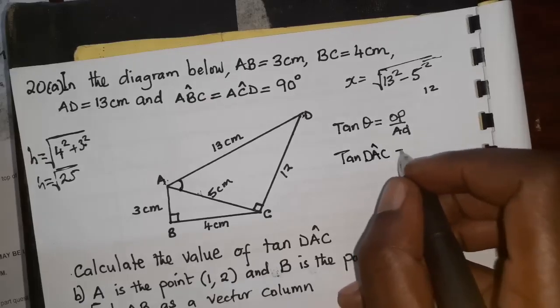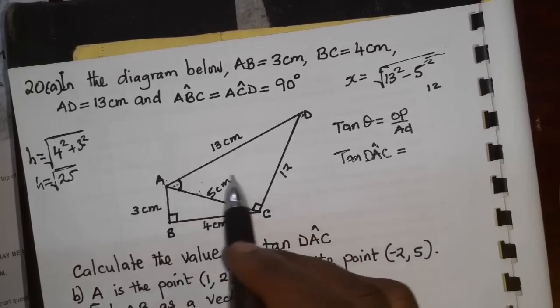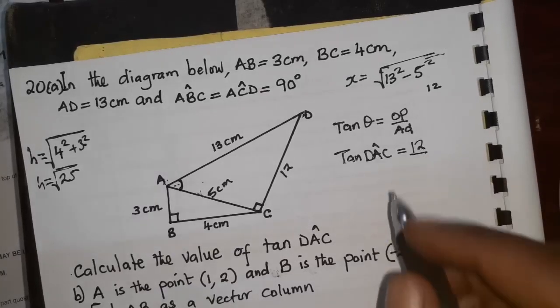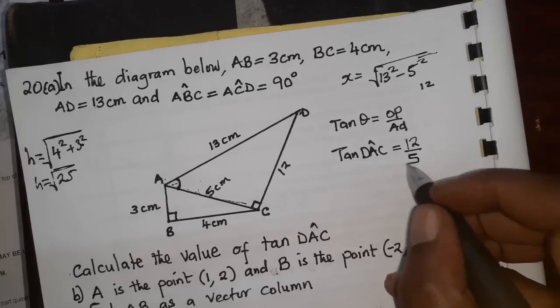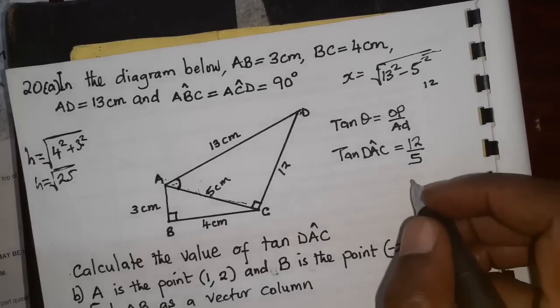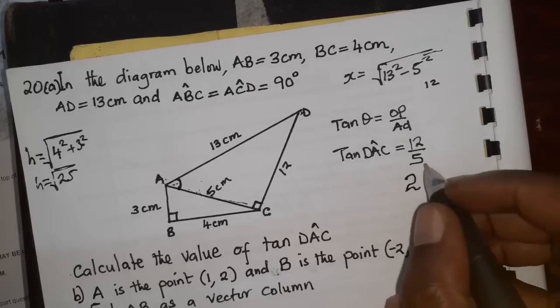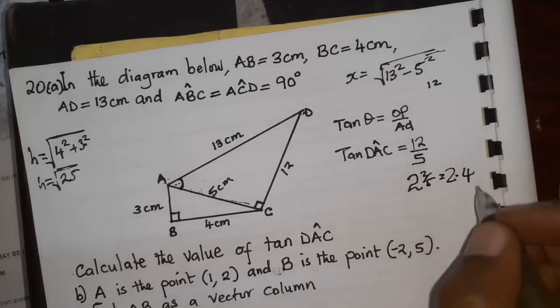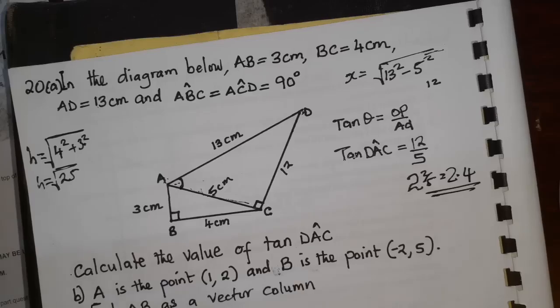So tan DAC is equal to the opposite. What is the opposite to this side? The opposite is 12, over the adjacent. The adjacent is 5, this side. Then when you divide here, what do you get? This is going to give you 12 over 5, or 2.4. That's what you are going to get. I hope that is clear.